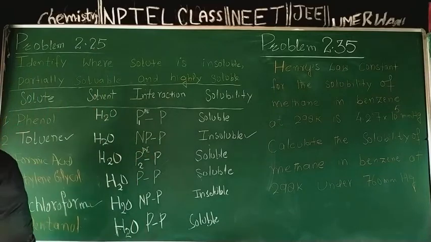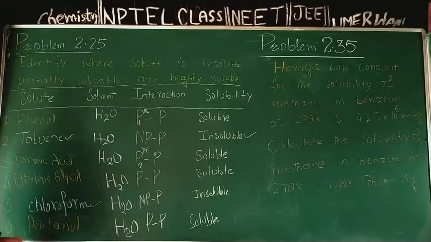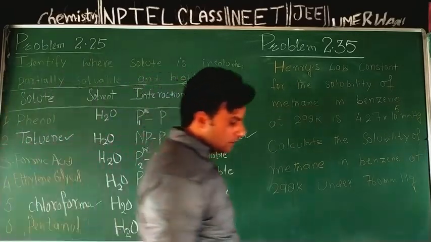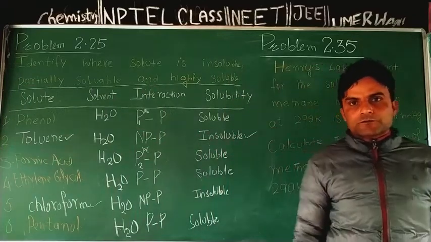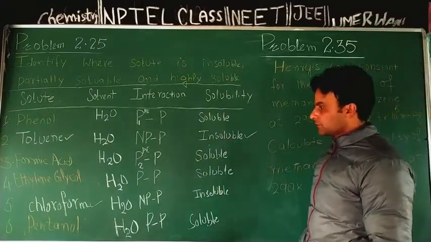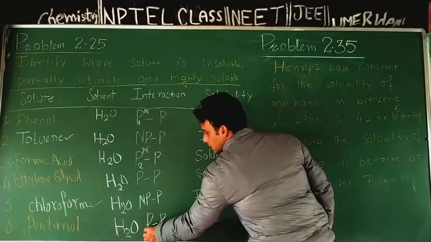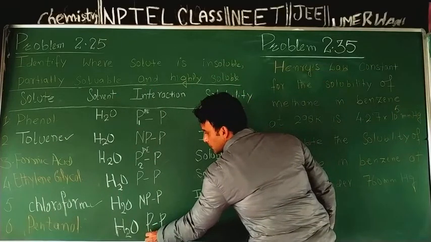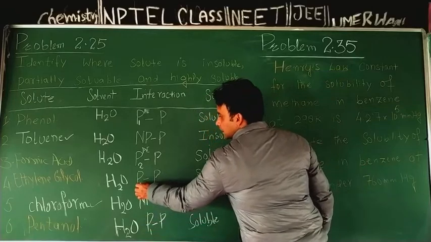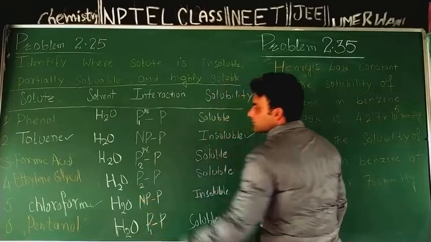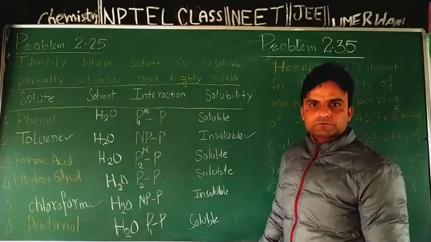Now I will compare ethylene glycol and pentanol. Ethylene glycol has 2 OH groups, pentanol has 1 OH group. Because pentanol has only 1 OH group, its polarity will be less, to the magnitude of 1. Ethylene glycol has 2 OH groups, its polarity will be more, to the magnitude of 2.